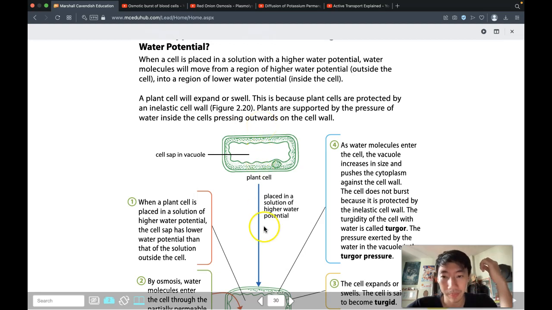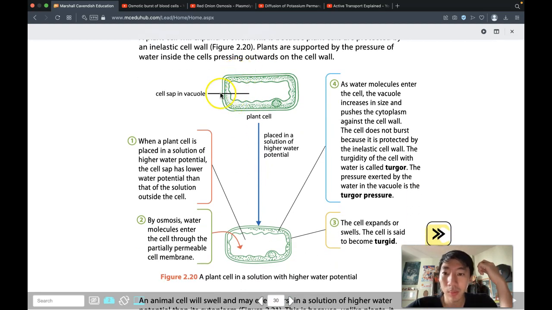Okay, what that means is that when you have a plant cell, you put it into a solution of higher water potential. So the cell sap has a certain water potential. Let's say it is lower than the water outside of it. So by osmosis, water molecules will enter the cell through a partially permeable cell membrane, and this will cause the cell to swell up. The cell is now said to be turgid.